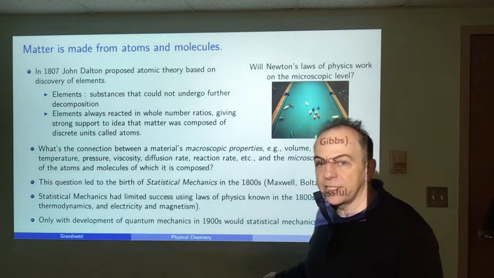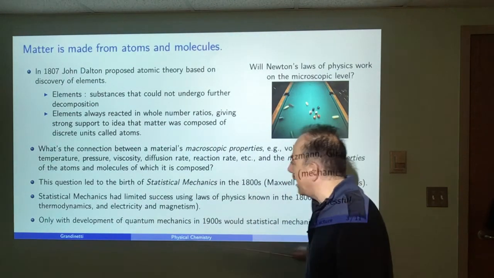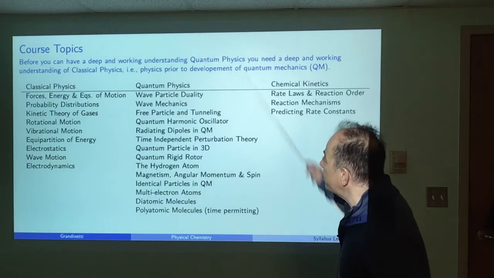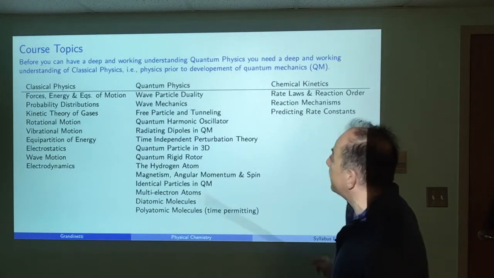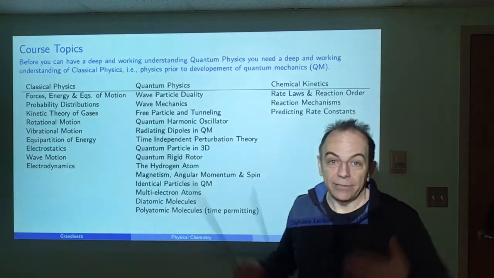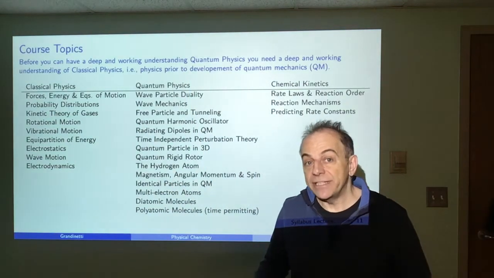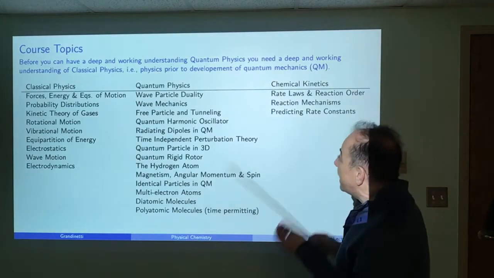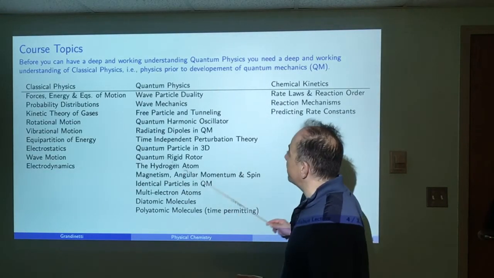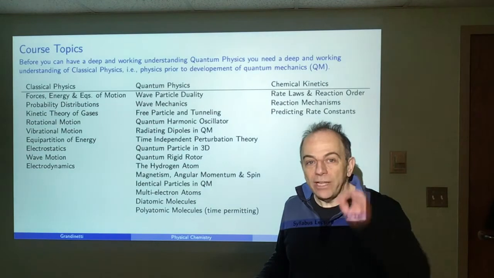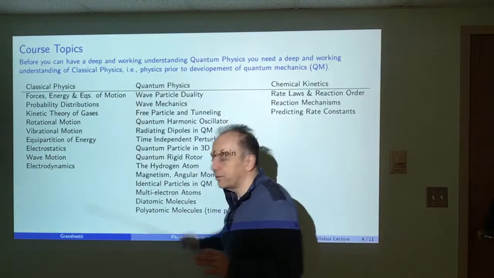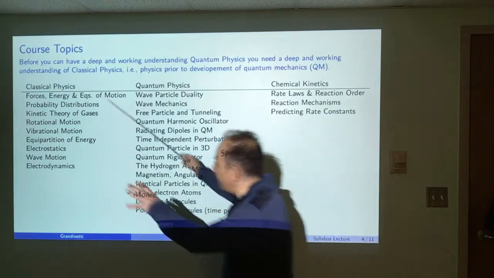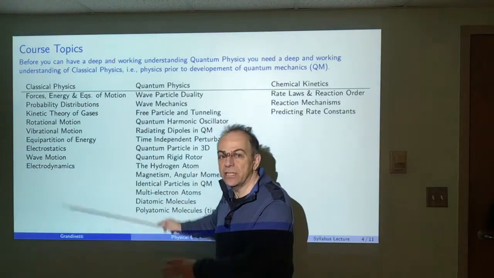Now, this course is about the quantum mechanics of atoms and molecules. So this is the way the course is organized. Now, you're going to have to learn about quantum physics and quantum physics as applied to atoms and molecules. To get a good, deep working understanding of quantum physics, it's actually really important that you understand the classical physics that came before. Quantum mechanics doesn't invalidate this stuff. We still need to know all of this.